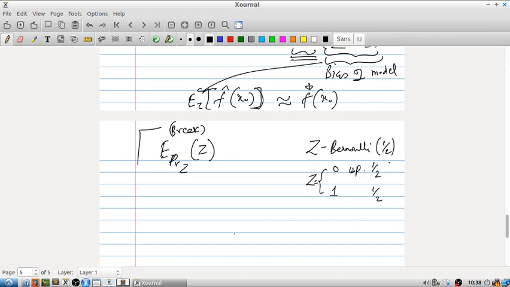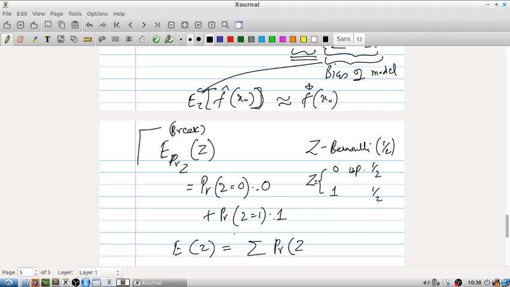Since Z is only taking two values, it's just the probability of Z taking value 0 times the value of Z, plus the probability of Z taking value 1 times the value of Z. In this case, here it's 0, and here it's 1. In general, the definition of the expectation of a random variable Z is the summation of the probability of Z taking a value little z times the little z, over all the different little z values. For Bernoulli, it's very simple. The expectation of a Bernoulli random variable with bias 1/2 is just 1/2. The first term is 0, and the second term is 1 times 1/2.